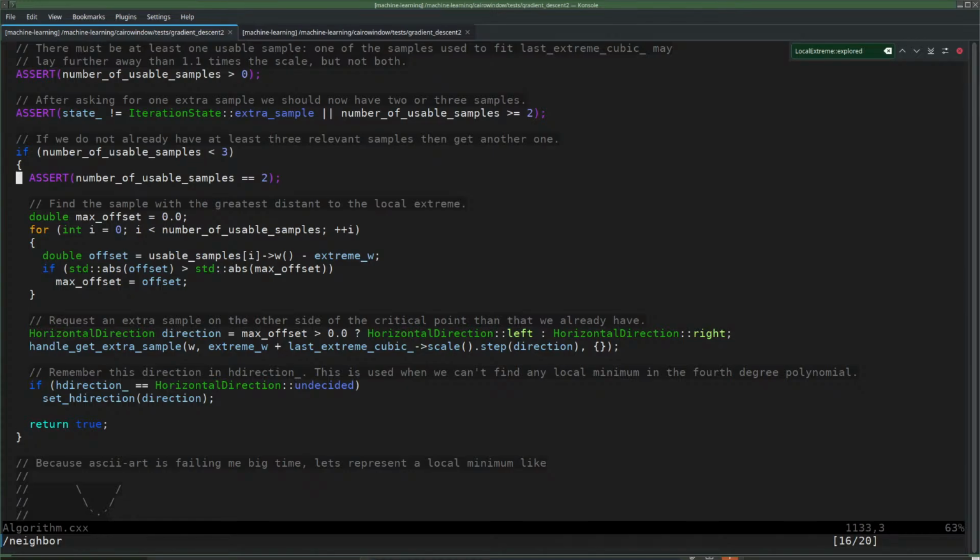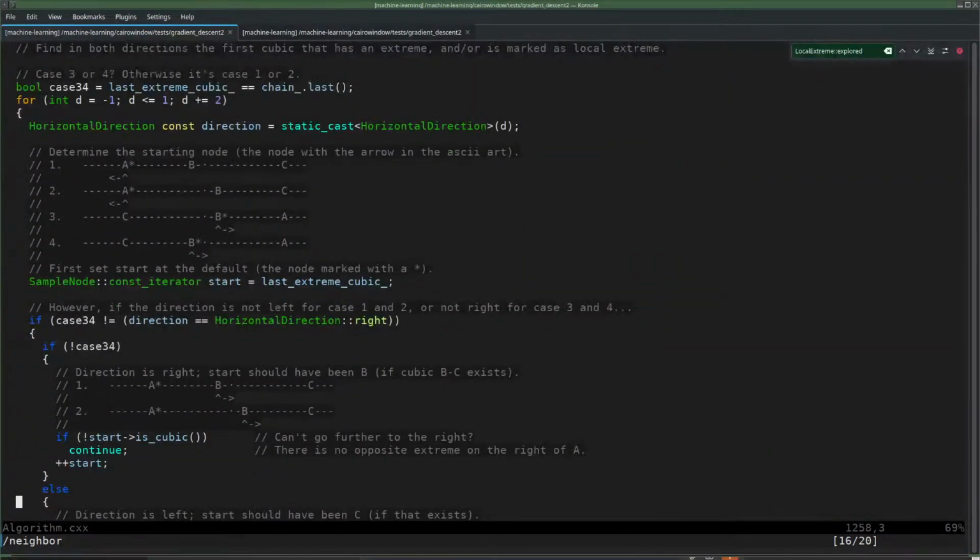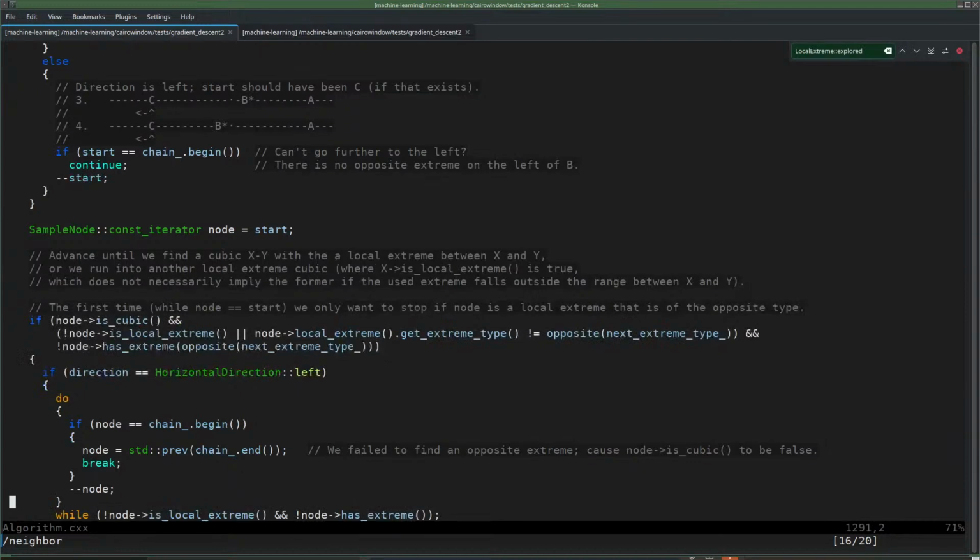I think I should move this code up actually. That works. Last extreme cubic must be set. We do that super early. Just hit start and then see, no, this is not local extreme, extreme type. It's nothing to do with a cubic, with a polynomial fitting. Already know all that.